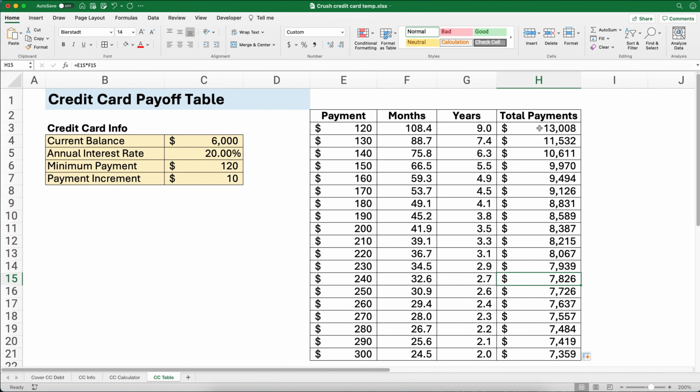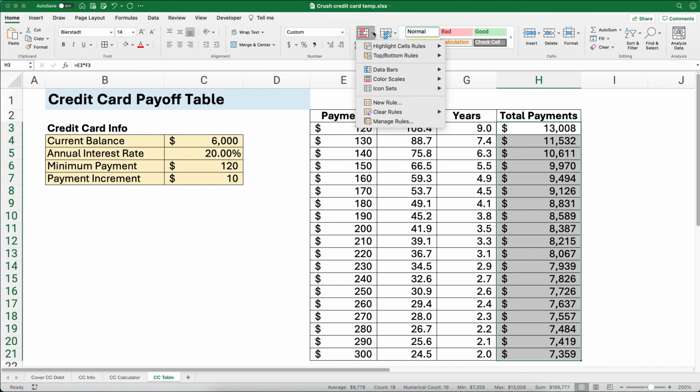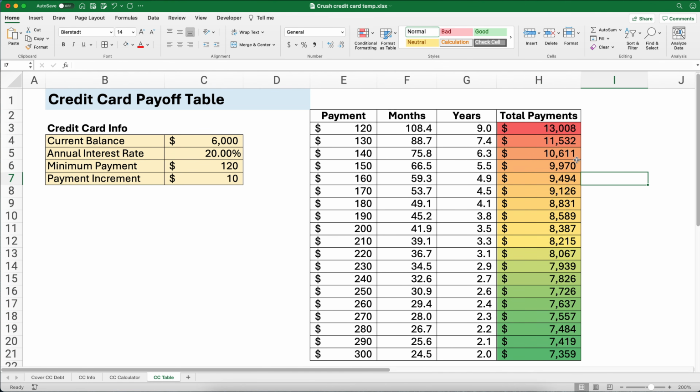One way we can do this, we can format this with conditional formatting, and we can say color scales, and if we did it with green, yellow, and red, it would make the larger number green, but we want to make the larger number red because that's an interest payment. So here we can just see visually, hey, if we pay it off early, we're paying $300. It only takes 2 years and a total of $7,359. So this is how you do a credit card calculator and a credit card table.